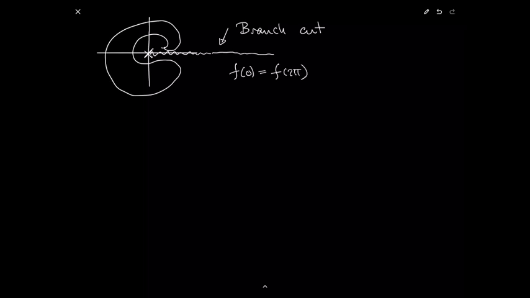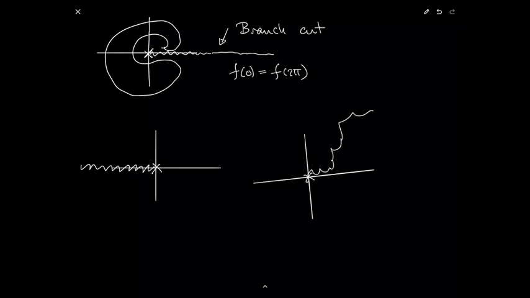Now, we considered this cut going from 0 to plus infinity, but we could have considered that cut going anywhere. In other words, we could have taken that cut going in that direction. We could have considered that cut being some wiggly line that does that, as long as it goes out to plus infinity.